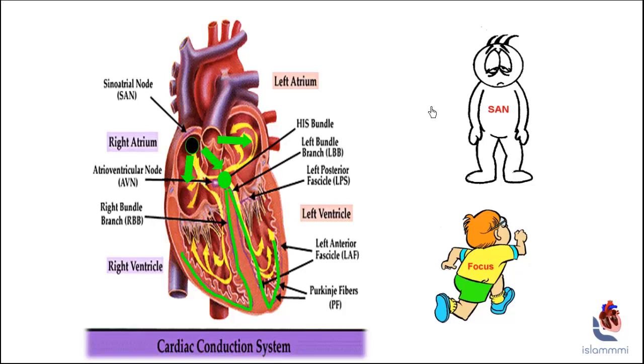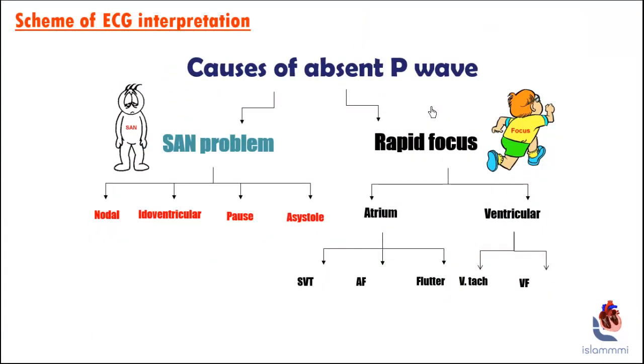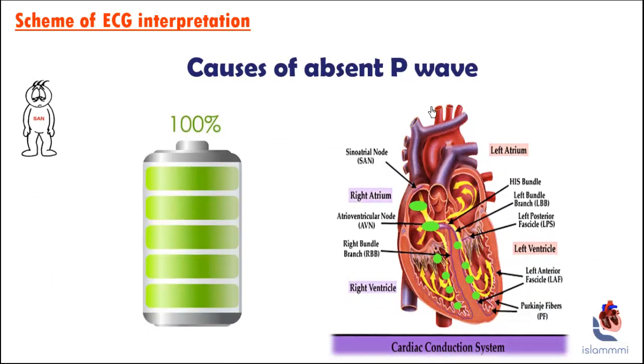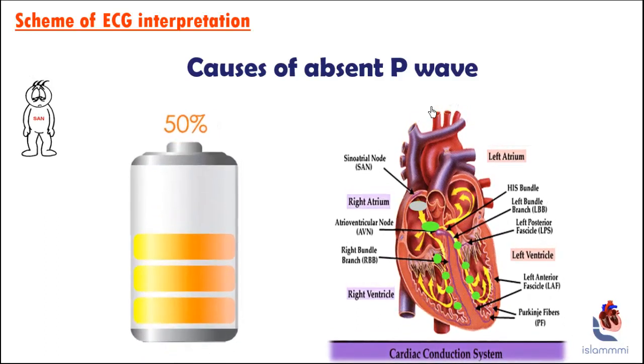Let's see now. So we have two conditions. Either the SA node, the normal battery of the heart, is not working perfectly, or maybe another stronger focus is there. We have a lot of diagnoses in either condition. Let's take the first one first, in case the SA node is not working. So the heart has to find another point if this was working and now it's diseased. So it's not working perfectly as before. Let's say it reached 50% activity, or maybe 10%, or not working at all.